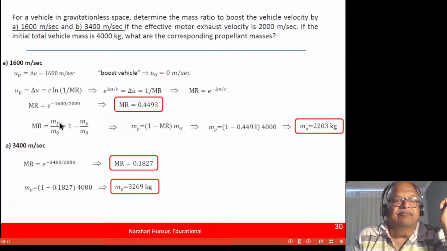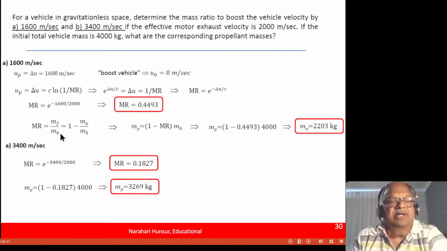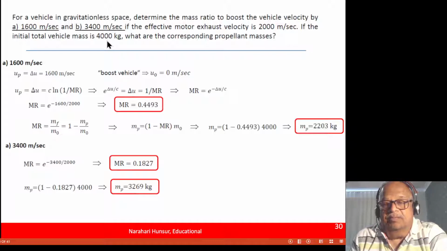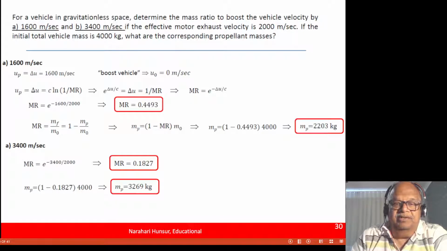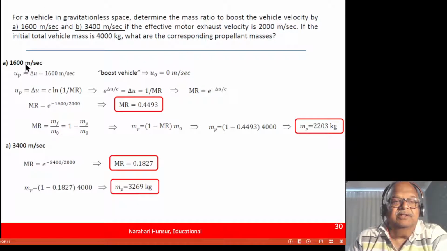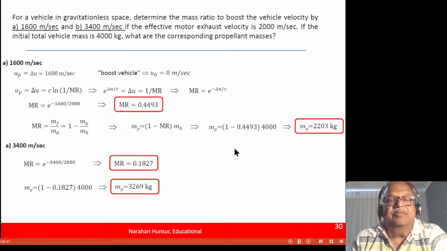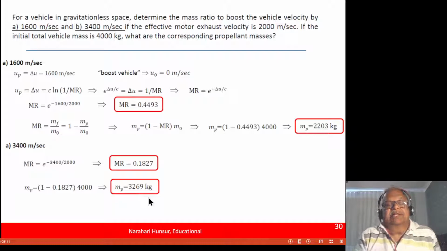From that, the final MR is final mass by initial mass. You can work out that the propellant mass is around 2200 kg, so roughly more than half of the mass of the entire rocket is propellant. And this is if you want to give it 1600 meters per second. Now, the same condition, same propellant, same initial mass. What if I have to take it to 3400 meters per second? Then the propellant mass itself will be 3269 kg. So out of the 4000 kg, 3269 will be propellant.